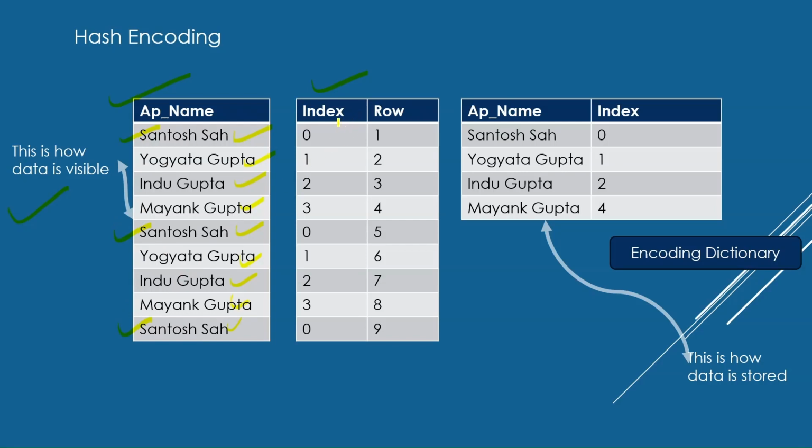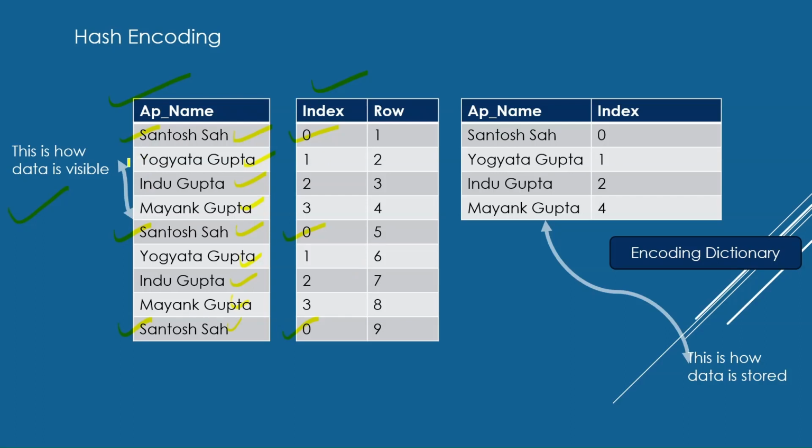The table is created with the help of an index. So how will it identify Santosha? It will identify it with the help of a 0. So here Santosha is present, here Santosha is present, and here Santosha is present. And it also records the row numbers where those values are present.